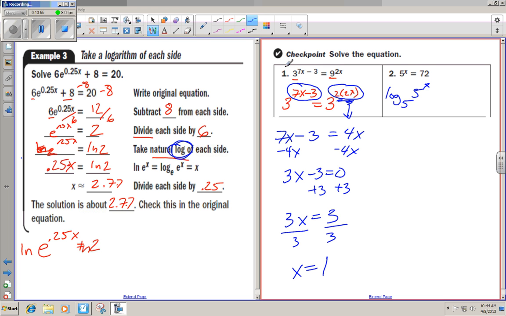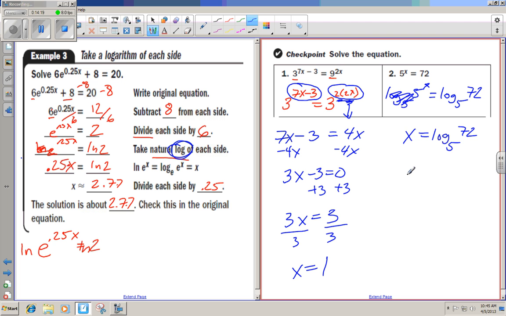So like I said, exponential base 5 undoes a log base 5, so you do that to both sides. And what we have, this cancels. The exponential base 5, the log base 5 cancels out. So you have x equals log base 5 of 72.